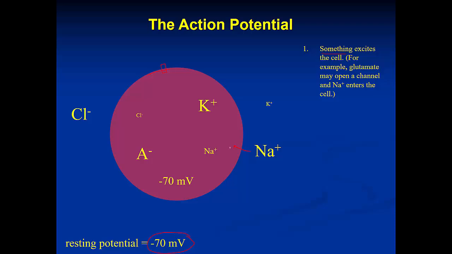Now, when sodium comes into the cell, what happens to our separation of charge? Remember, we've got a lot more positives outside than we do inside. So if a little bit of sodium starts to come in, what's going to happen to my resting membrane potential? My separation of charge is going to get smaller. So instead of minus 70, I'll be at minus 60 millivolts. If that keeps happening, I'll be at minus 50 millivolts.